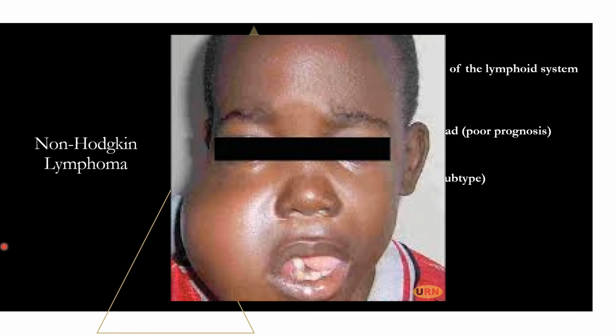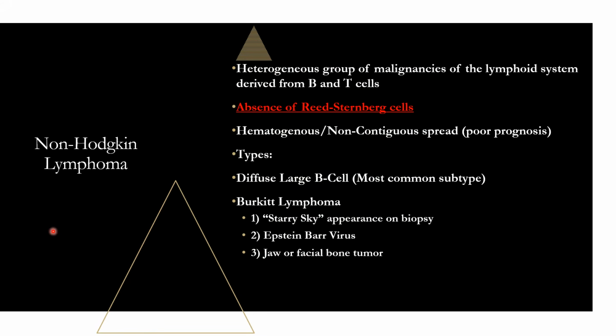And this is what this actually looks like, unfortunately, in a patient with Burkitt lymphoma. You can see the really large amount of swelling here on the side of the face. So that's that jaw malignancy, the facial bone tumor in these patients.